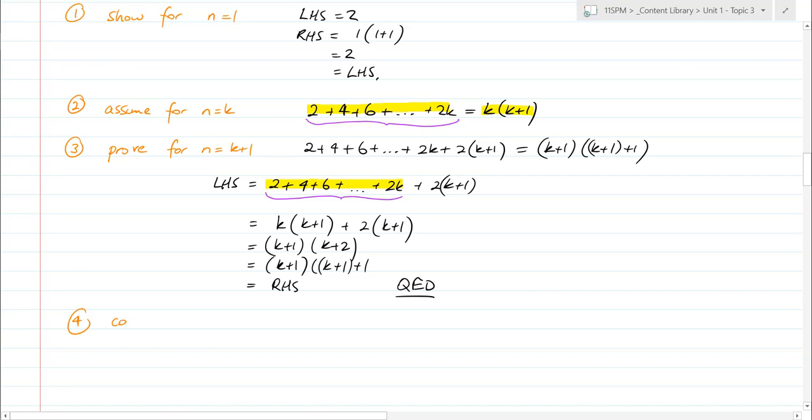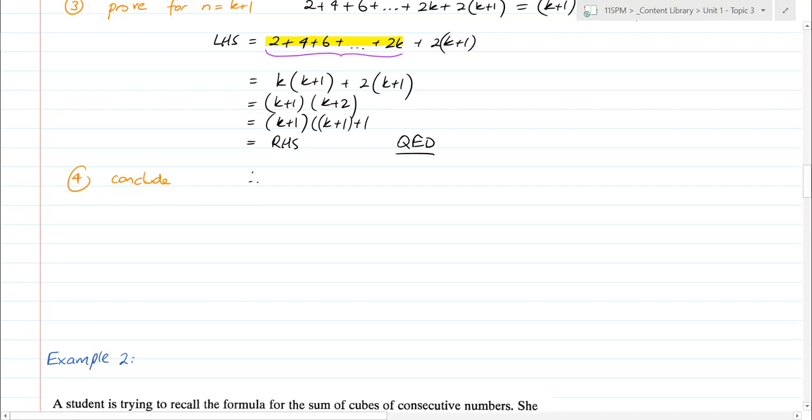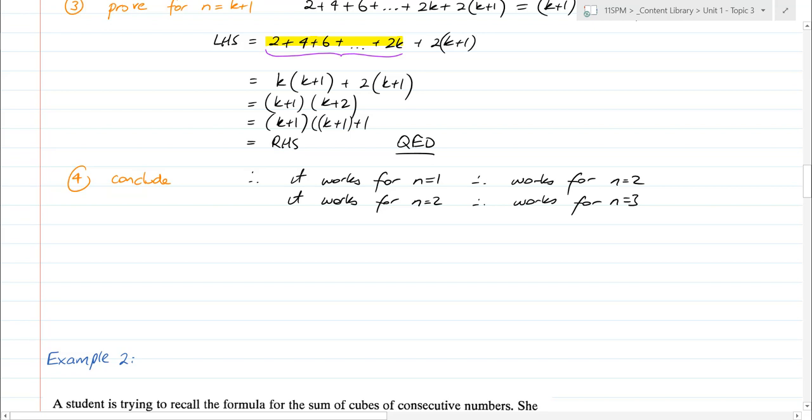So my last statement here is to conclude, and I say, therefore, if it, oh no, well, let's change that. If is a little bit incorrect. So it works for n equals 1, and therefore it works for n equals 2. And it works for n equals 2, and therefore it works for n equals 3, and so on. And we're done.